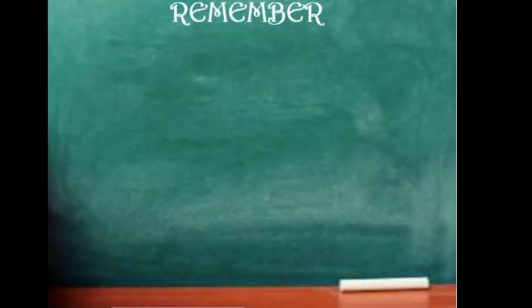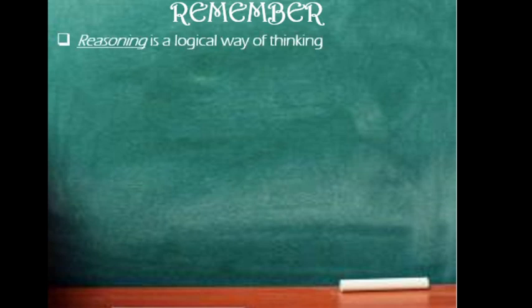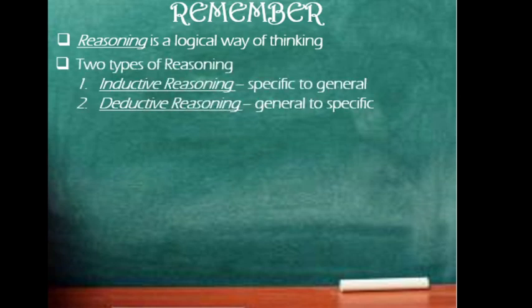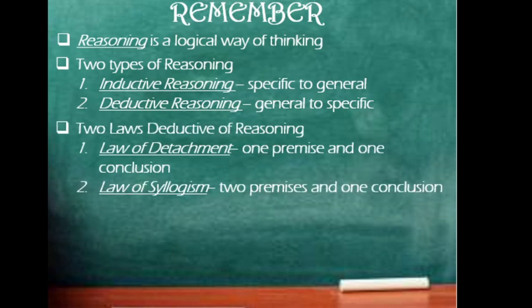Okay, so now let us summarize what we have learned in this lesson. So reasoning again is a logical way of thinking, and there are two types of reasoning, the inductive and deductive reasoning. Inductive reasoning is specific to general and deductive reasoning is general to specific. And there are two laws of deductive reasoning. First is law of detachment. So one premise and one conclusion. And law of syllogism, we have two premises and one conclusion.